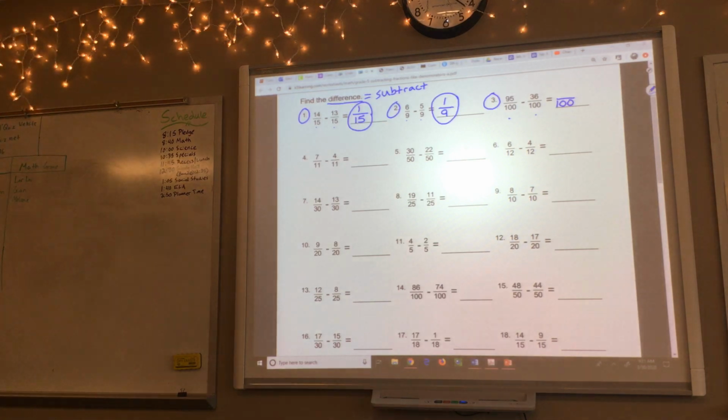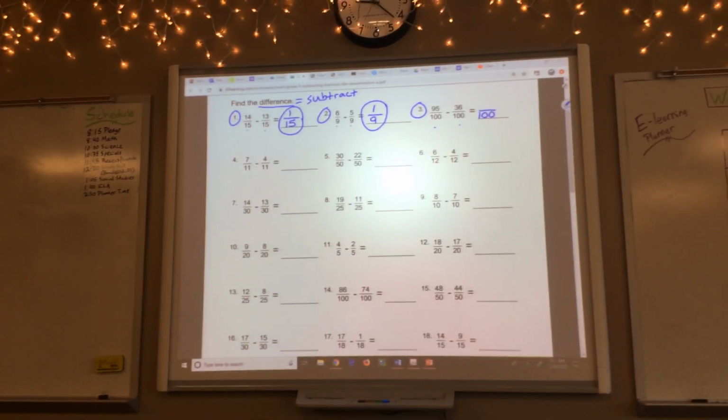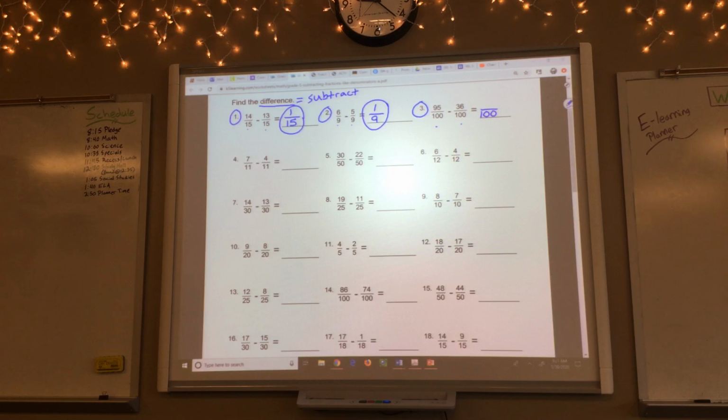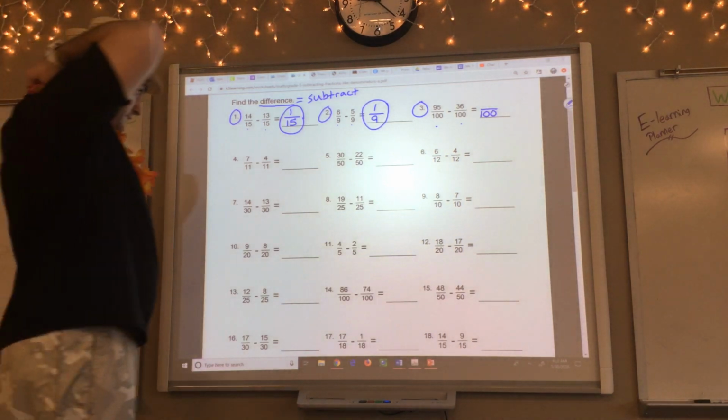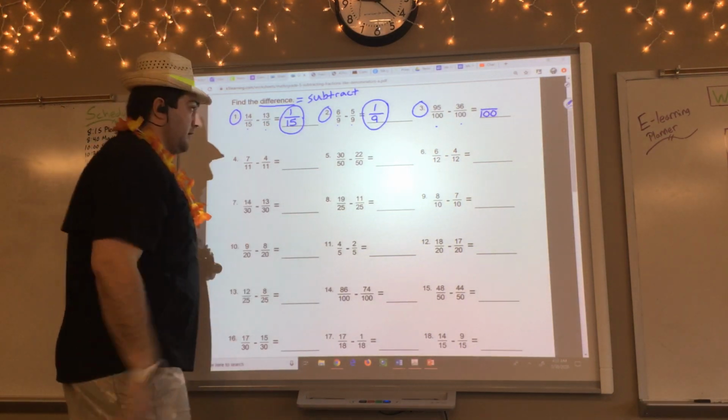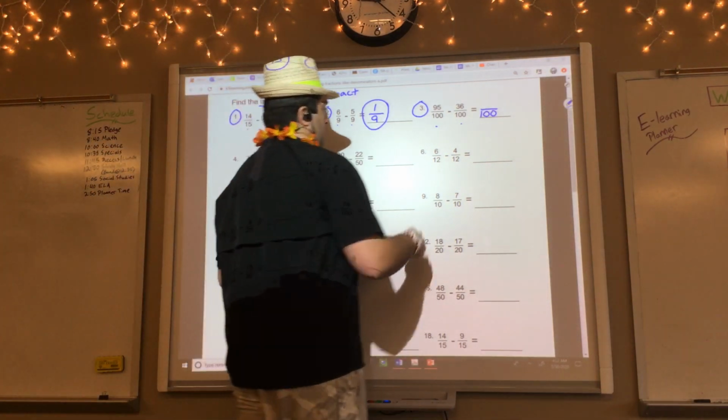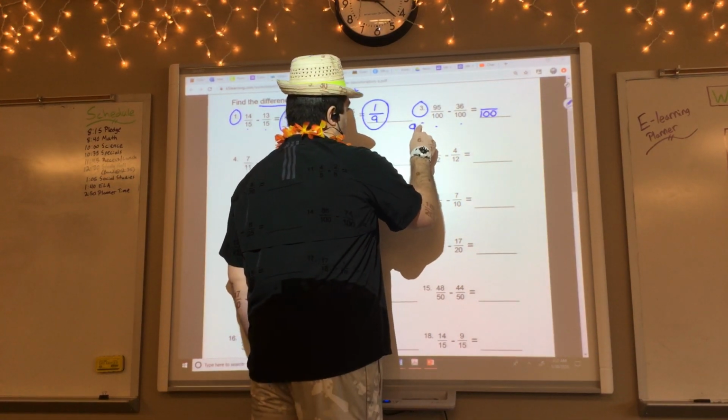Now, take your 95 minus 36. Adjust a little bit more. Take your 95 minus 36. Okay? If you want to do it off on the side, that's fine. You have some space to work with.